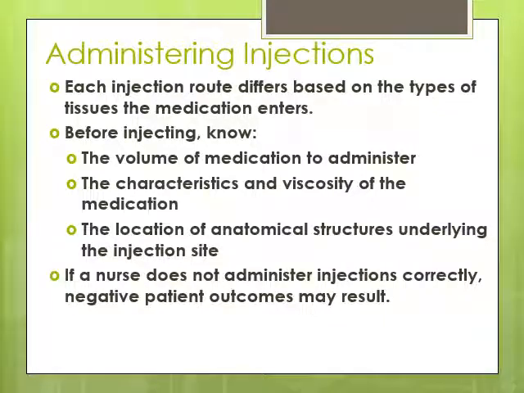Injections. Administering injections. Each injection route differs based on the type of tissue the medication enters. It differs according to where we take it and according to the medication. Before injecting, there are certain things we should know: the volume of medication to administer, the characteristics and viscosity of the medication, and the location of anatomical structures underlying the injection site. If a nurse does not administer injections correctly, negative patient outcomes may result.